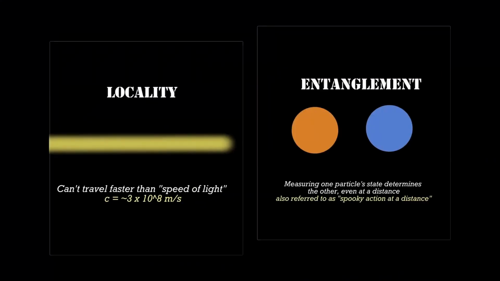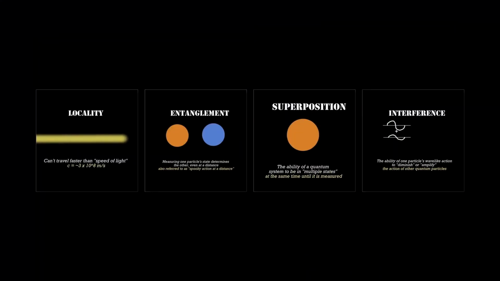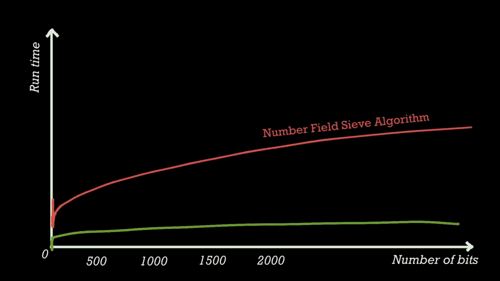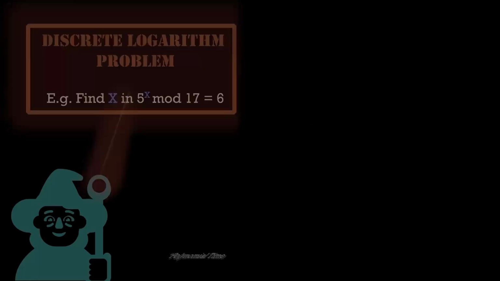Using the quantum states of tiny subatomic particles and their effects in quantum systems like locality, entanglement, superposition, and interference, we can get to the solution much faster in fewer steps. Even the general number field sieve takes much longer than Shor's quantum algorithm, which could solve complex problems in polynomial time, like a super powerful laser that could cut through any encryption.